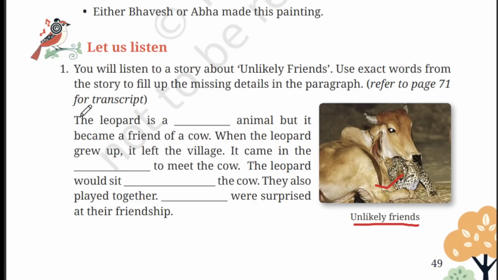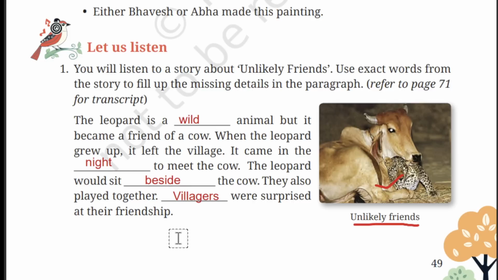For instance, a leopard is dash animal, but it became a friend of a cow. When the leopard grew up, it left the village. It came in dash to meet the cow. The leopard would sit dash the cow. They also played together. Dash were surprised at the friendship. Okay, now let's fill in the blanks here to complete this paragraph.